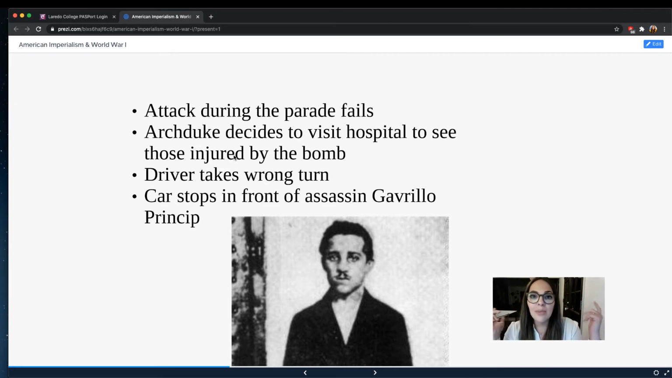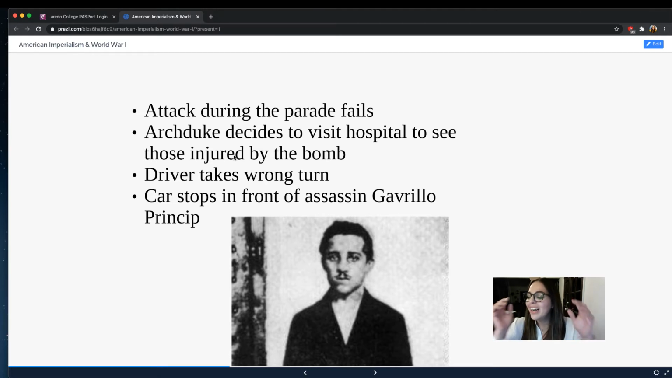So that was what he was going to do. That was the next move. But he's so shocked by what he saw that, basically, the car with the Archduke just passes right in front of him. And he's just like, what the heck just happened? Like, I missed my shot.